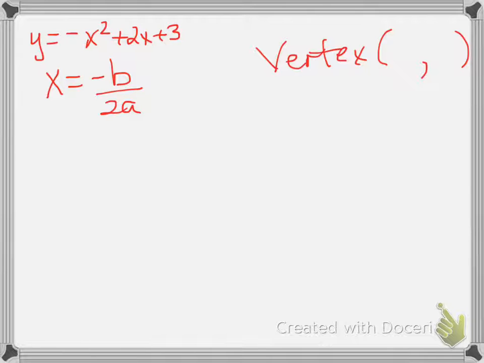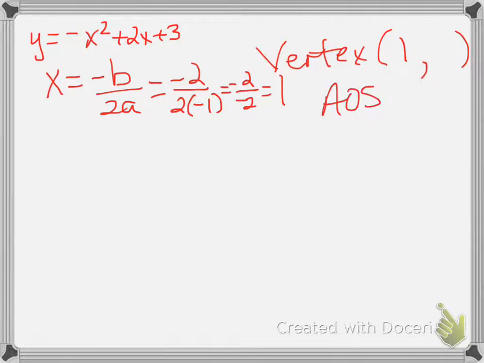Okay. So, b is 2, so we have negative 2 over 2 times, and then a is negative 1, so I have negative 2 over negative 2, or 1. So my axis of symmetry is x equals 1, and that's the x in my vertex.